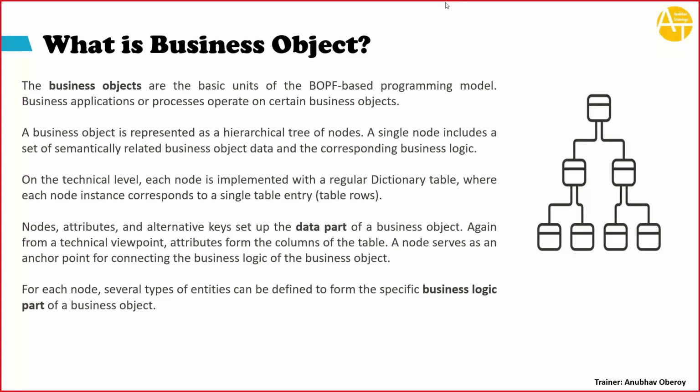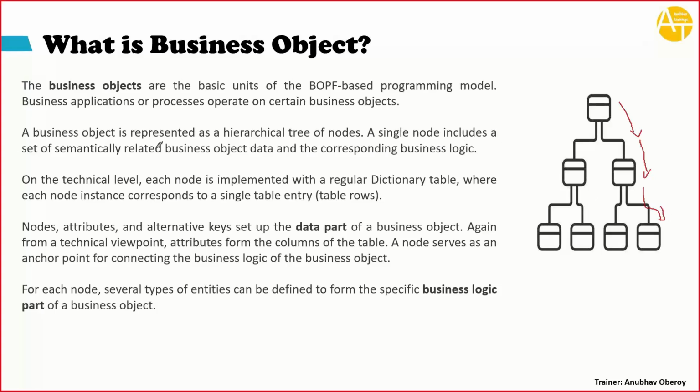The definition of a business object is very easy. Business objects are the basic units of the BOPF-based programming model. Business applications or processes operate on certain business objects, for example sales order, purchase order, accounting document, material, service contract. These are all business objects. A business object is represented as a hierarchical tree node. As you can see on the right side, it's basically a hierarchy, a tree. This is how it is typically represented.